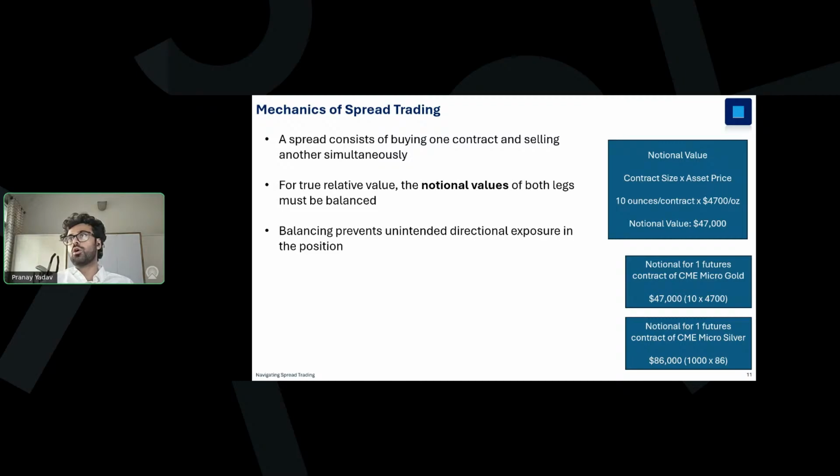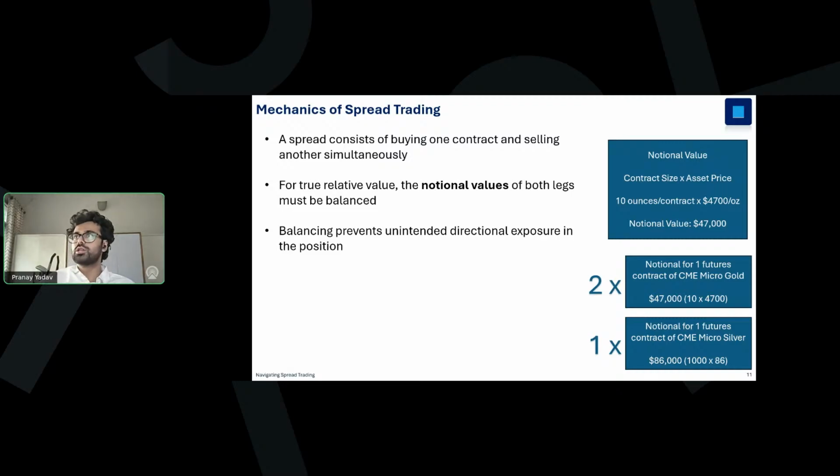Because if you're just going long one contract of micro gold versus one contract of micro silver, clearly you would have much more exposure to the silver side of the trade. That would represent a trade that's not exactly a true spread anymore. In order for it to be a true spread, you need to balance the two legs. What that means is that roughly, in order to balance these two legs, what you'll need is two contracts of micro gold and one contract of micro silver. Still doesn't perfectly balance it, but it gets you a lot closer.